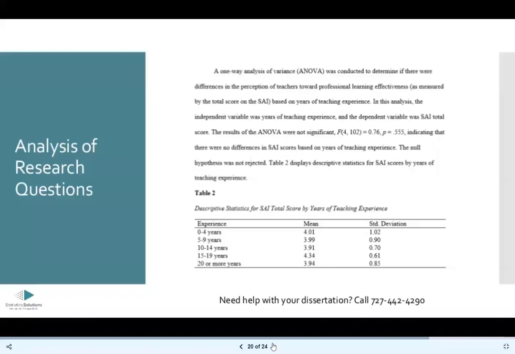We also have our p-value for our test. So in this case, our p-value is 0.555, which is greater than 0.05, and our alpha is set at 0.05. So in this test, we determine that it's not significant, and so we cannot reject the null hypothesis. And again, for this type of analysis, you might display some descriptive statistics for the means and standard deviations for the different groups that you're comparing in the ANOVA.